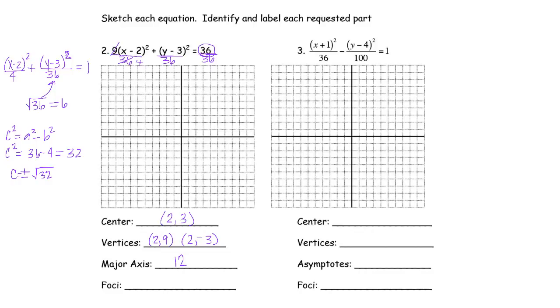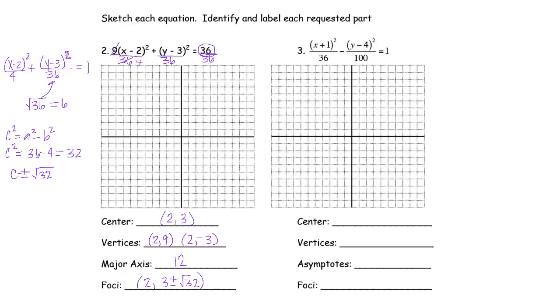Where in the world do we add that to? Well, the foci are on our longer axis, the major axis, so we're going to add that to our y coordinate. So the foci here are going to be 2 comma 3 plus or minus the square root of 32. And you can verify that in your calculators. All right, and as far as a sketch, again, you can sketch that from your calculators.